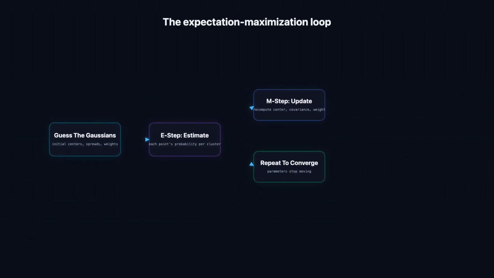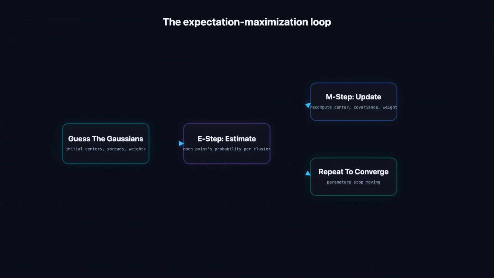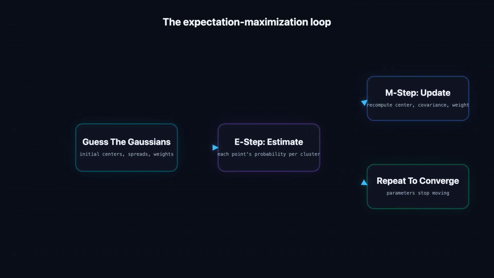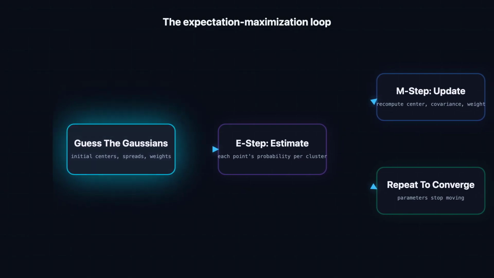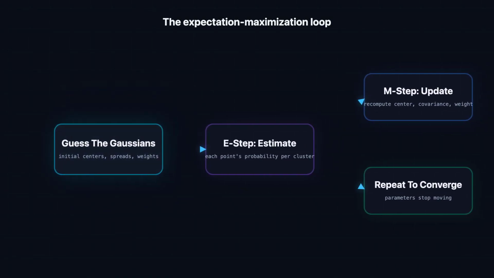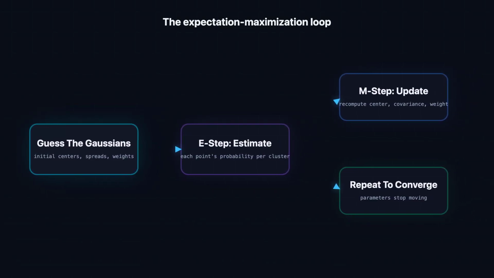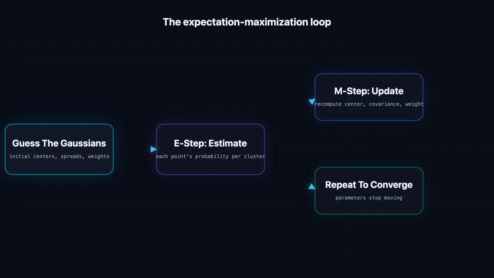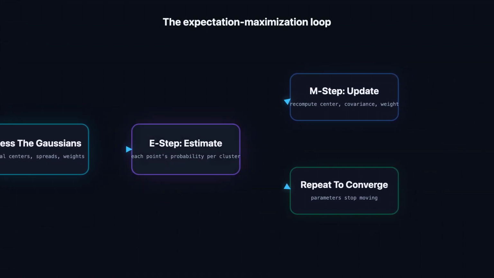So how does a GMM actually learn those overlapping bell curves? It uses a loop called expectation maximization. Follow it one turn at a time. Begin with a guess. Decide how many Gaussians you want. Then place each one somewhere with an initial center, spread, and weight. These first parameters are rough, often just random, and they will almost certainly be wrong, but that's completely fine because the loop is about to refine them.